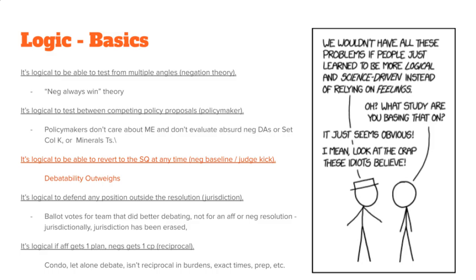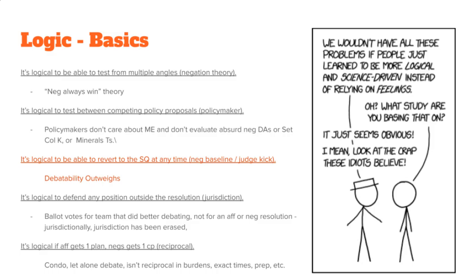You might hear also it's logical to defend any position outside the resolution. The aff is jurisdictionally bound to vote to affirm the topic. The neg is to negate the topic. The neg is outside the topic. So we get everything outside the topic. Now, the easy answer to this is tab ballots don't say for topic. They say for team. And so you just vote for the team who does the better debating. So ironically, jurisdiction has been eliminated from debate.